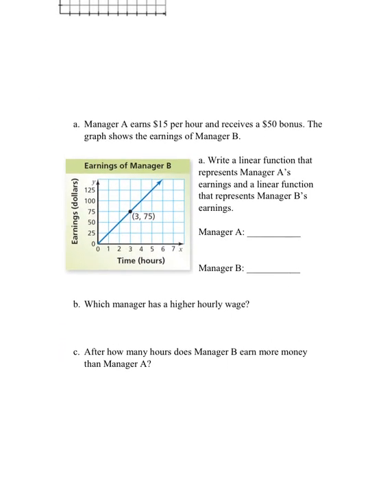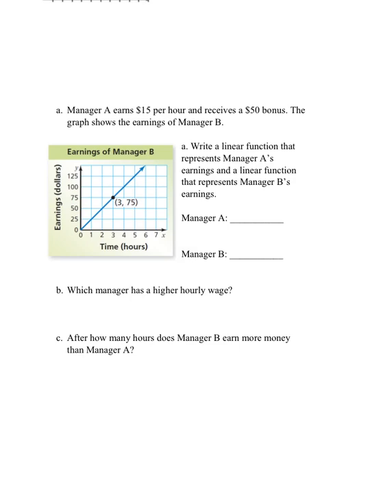So if you're going to look here, if manager A earns $15 per hour and receives a $50 bonus, the graph shows the earnings of manager B. It says write a linear function that represents manager A's earnings and a function that represents manager B. Well, if manager A earns $15 per hour, again, we're going to have earnings equals $15 per hour plus that $50 bonus. Taking a look at B's, well, you can see here at 0 hours, he earns $0.